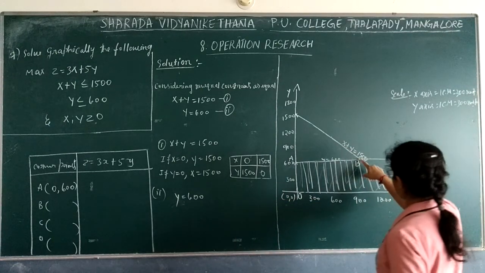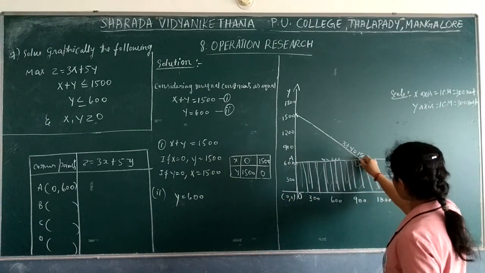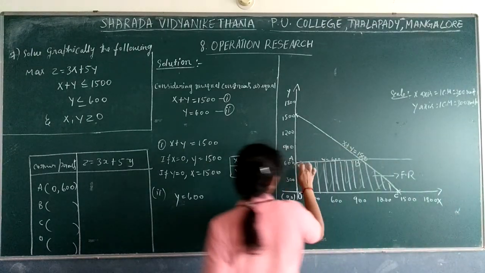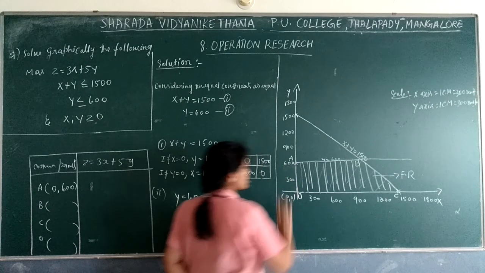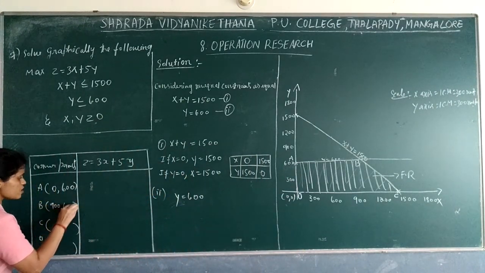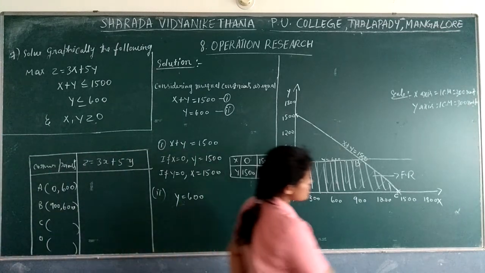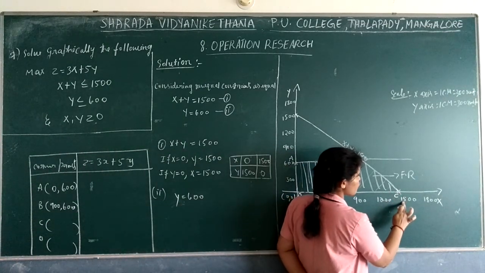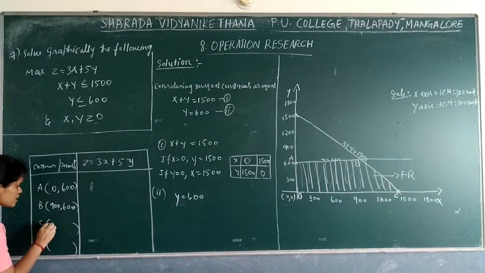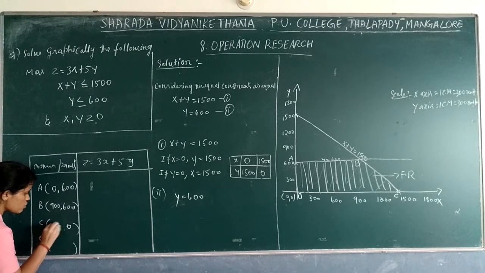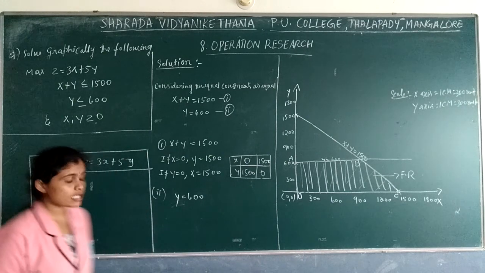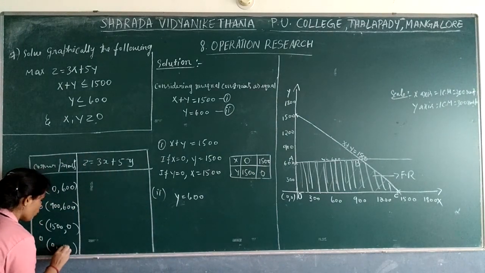Then come to B. What are the corner points? X is 900, and y is 600 at this point. So (900, 600). Then we will see C. For C, we know X is 1500 and Y is 0. And the last one, where both X and Y are 0. X is 0, Y is 0.